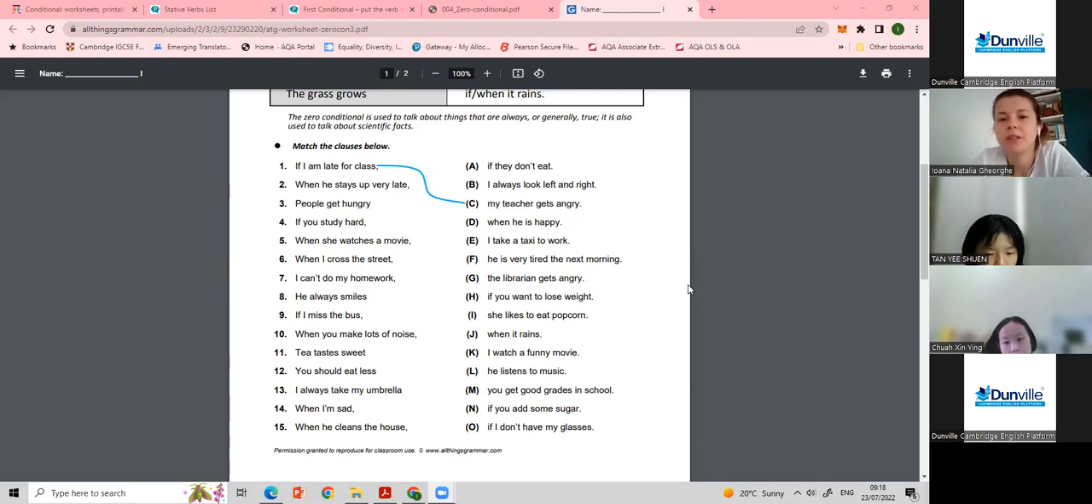So with the zero conditional, you want to think about either scientific facts or things that are generally true. So if you put a jumper on, you are not cold. Generally true. If you do bungee jumping, you are courageous, you're brave. Singing, you're doing the same thing.